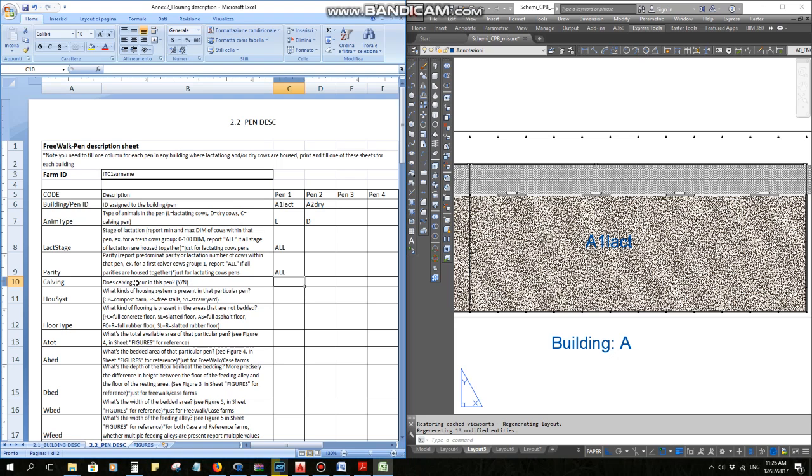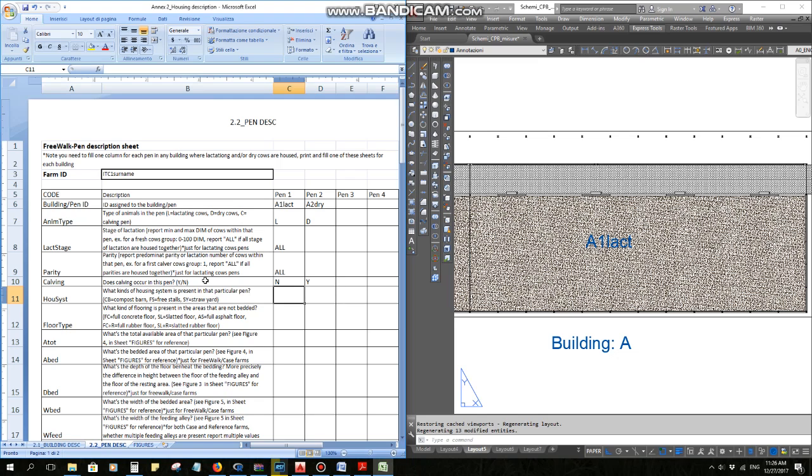Does the calving occur in this pen? Well, no, not for sure in the lactating cow pen, but it's occurring in the dry cow pen. So I'm going to mark no for pen 1, but yes for pen 2. That's just an example. There might be cases where the calving pen is in another building or whatever, so the calving does not necessarily occur in the dry cow pen. It depends on the farm, obviously.